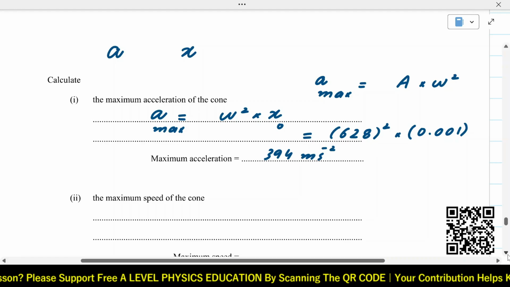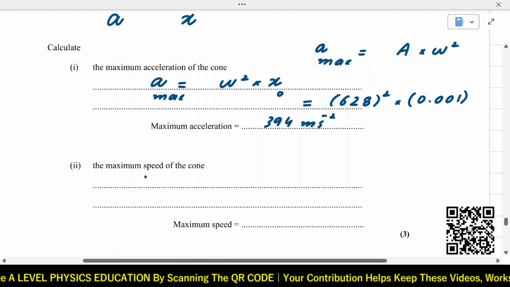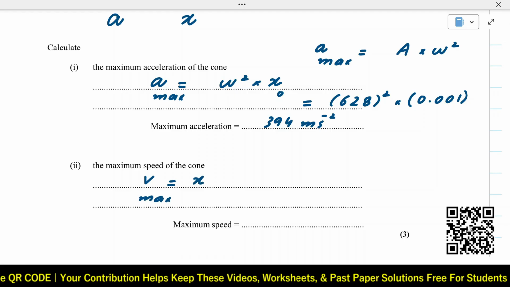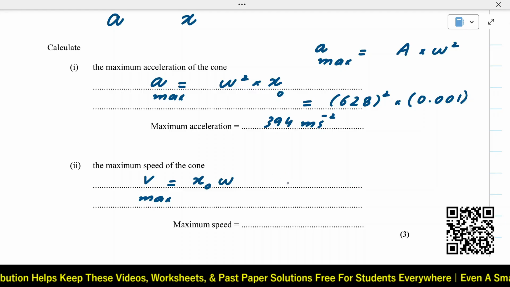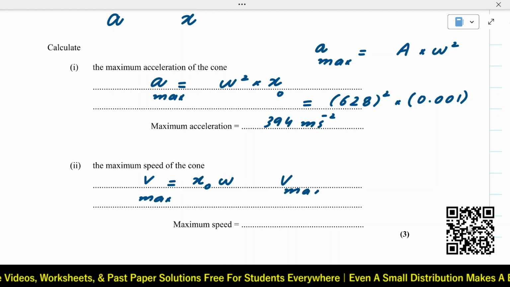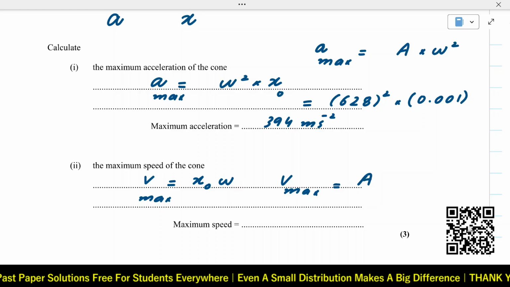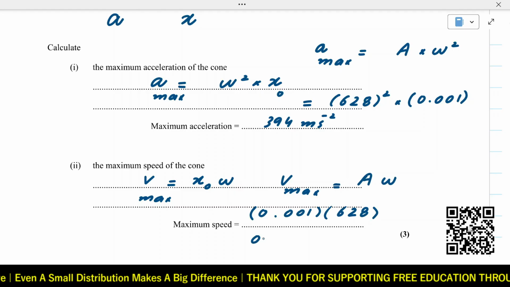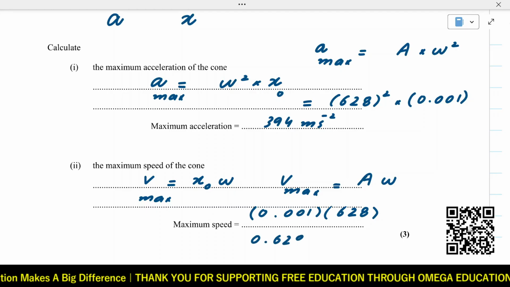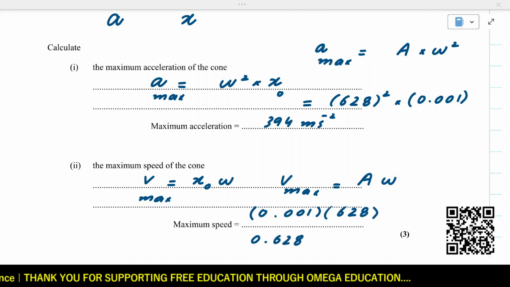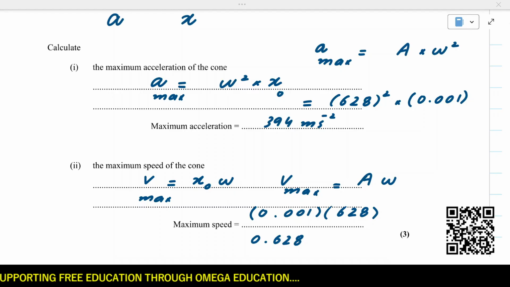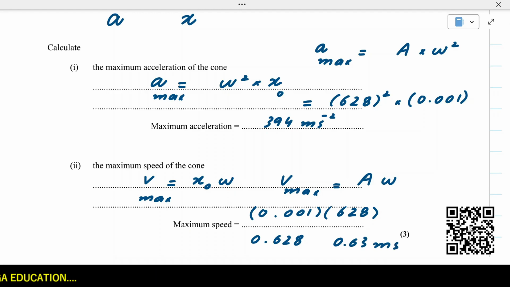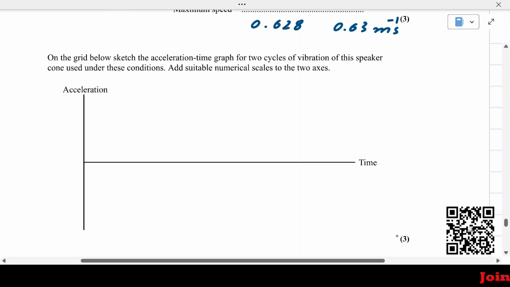The maximum speed of the cone, v max equals x naught omega, or you can also represent it by the notation v equals A omega. A represents the amplitude. What do we get? The maximum speed would be 0.628. It is simply dividing it by 1000, or in SF you can write it as 0.63. What do you say? Then we have the next one.